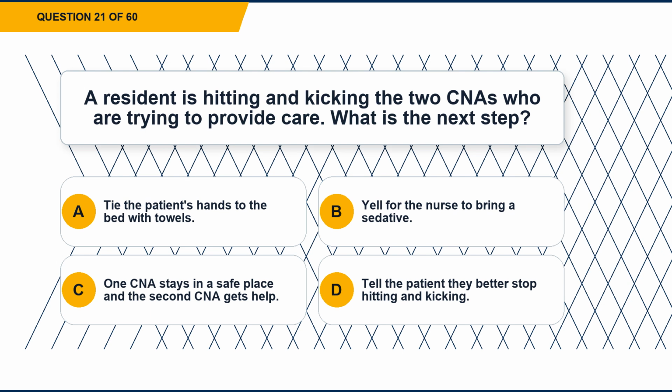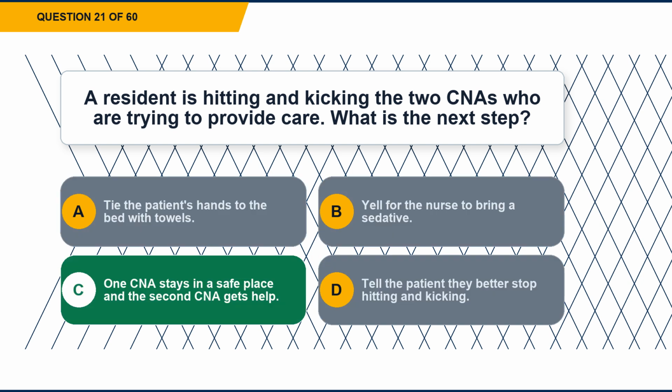Question 21. A resident is hitting and kicking the two CNAs who are trying to provide care. What is the next step? Option A. Tie the patient's hands to the bed with towels. Option B. Yell for the nurse to bring a sedative. Option C. One CNA stays in a safe place and the second CNA gets help. Option D. Tell the patient they better stop hitting and kicking.